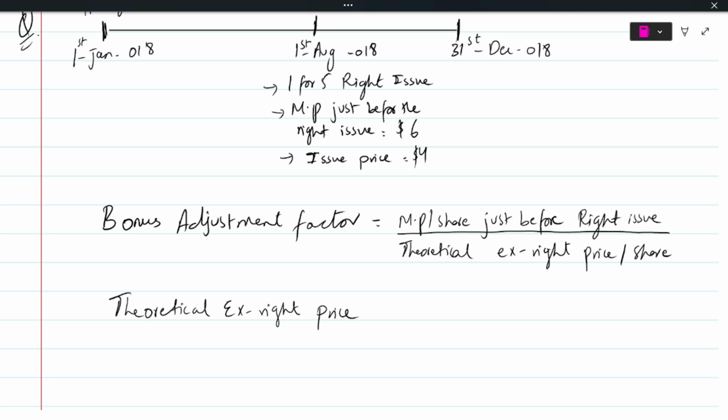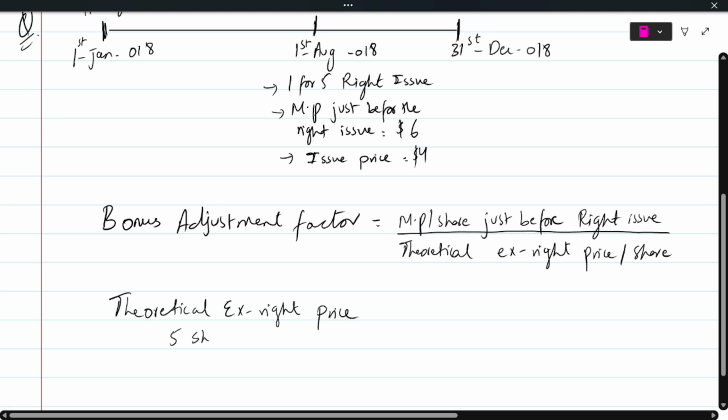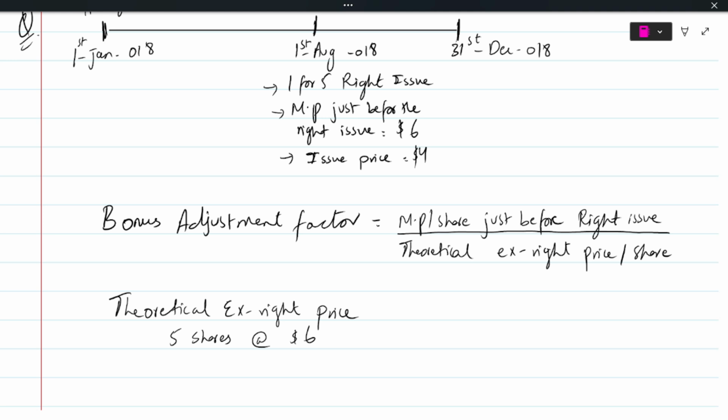The way you calculate the theoretical ex-right price is that you see what the right issue is, I mean, how many shares am I getting through this right issue? It says 1 for 5 right issue, which means that for 5 shares that you already own in the company, you get one new share. That is what 1 for 5 means. So I own 5 shares in this company, and the value of those shares is $6 each because that's the market price, as per the question. I bought them at market price, so 5 shares at $6 each is a total of $30.